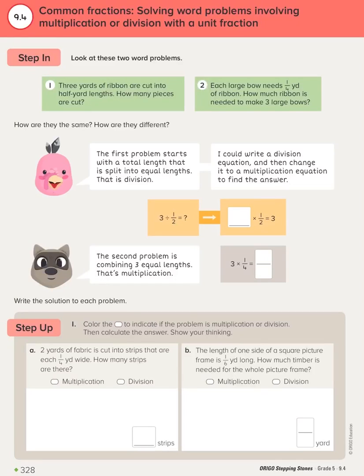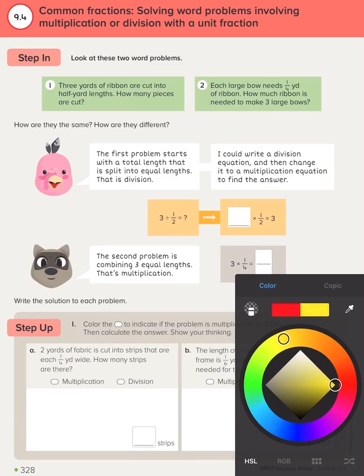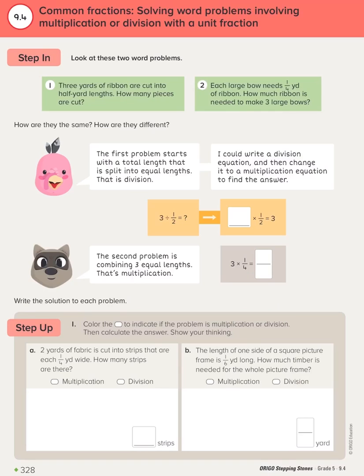So today we're starting Module 9, Lesson 4. Lesson 4 is all about word problems and figuring out if we're going to be doing multiplication or division. So today we're going to be detectives and we're going to take out our little magnifying glasses and look to see if the problems are multiplication or division word problems. Okay, and then we're going to use what we know to either multiply or divide.